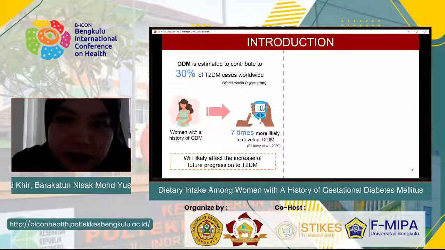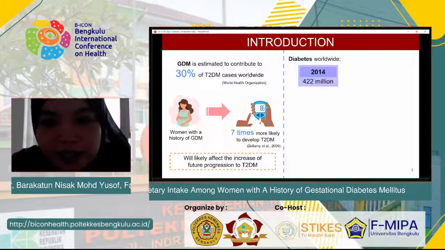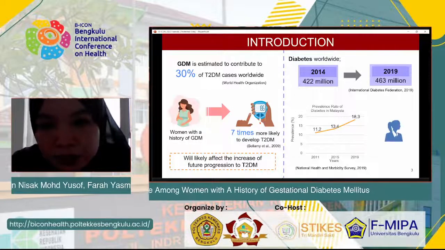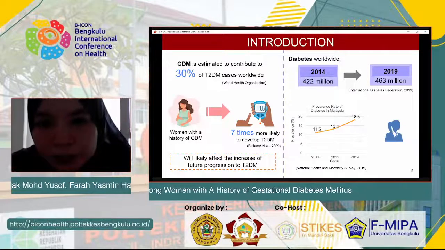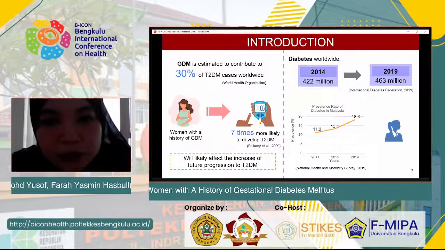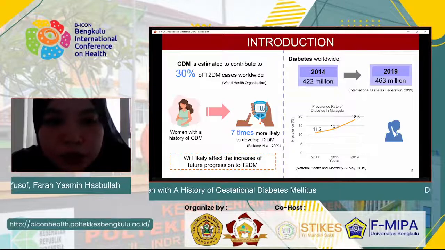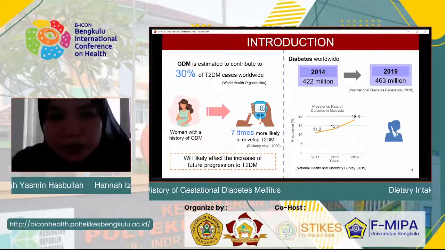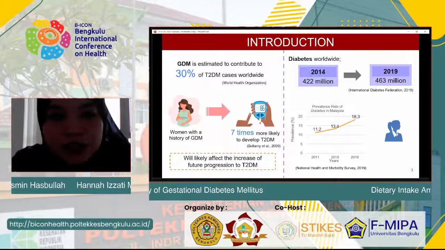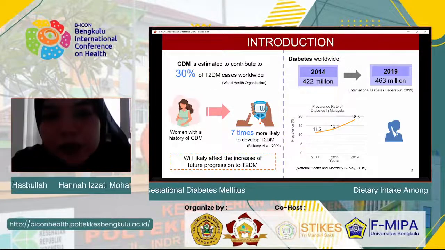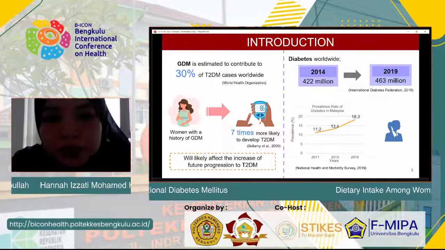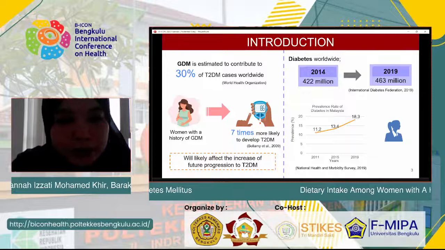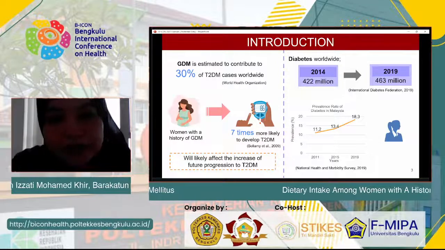In the past 3 decades, the prevalence of T2DM has risen dramatically in countries of all income levels. According to the International Diabetes Federation, in 2014, about 422 million people worldwide had diabetes, which then increased to about 463 million people in 2019. There is a globally agreed target to halt the rise in diabetes by 2025, as it is expected to increase to about 700 million worldwide.